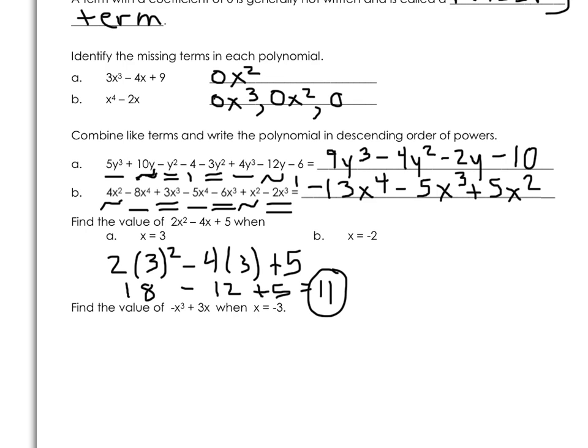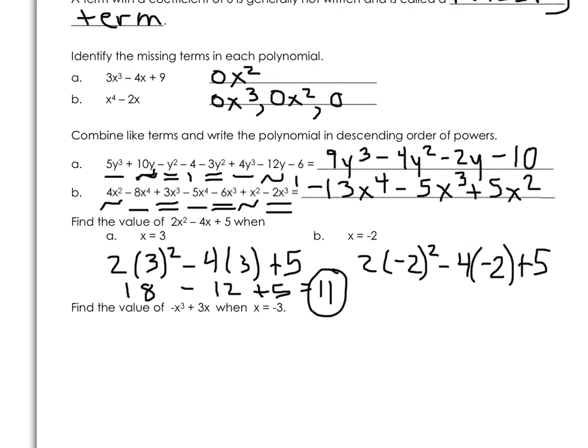Suppose x is negative 2. We're going to write 2x squared minus 4x plus 5, and everywhere there was an x, we'll put negative 2. I find it especially important to use parentheses when I substitute negative numbers into polynomials. So 2 times the quantity negative 2 squared minus 4 times negative 2 plus 5.